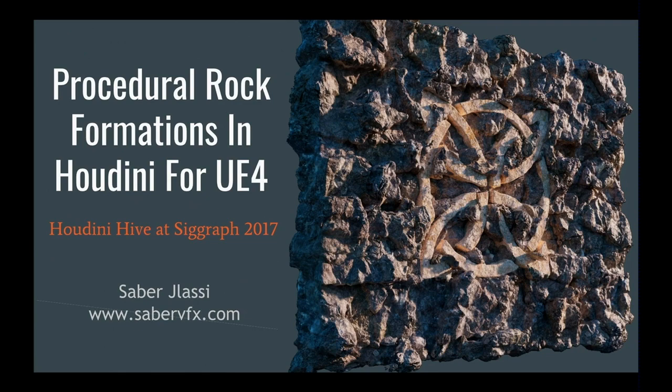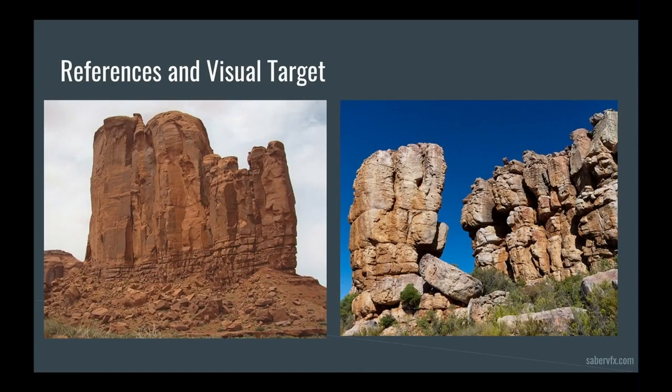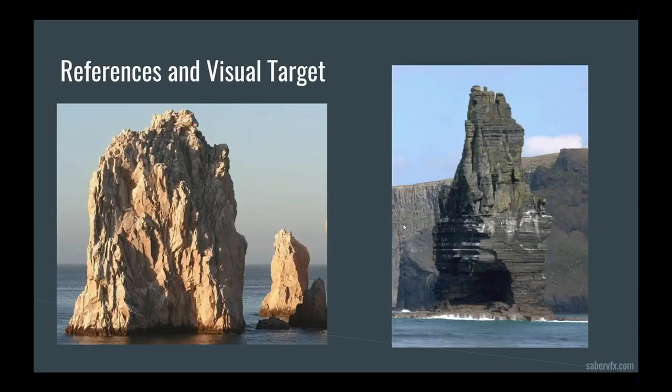So I'm going to start by showing some references of the things that I'm going to be looking at to try and recreate that procedurally. And I have a few images here. You can see there's this mountain here, there's this cliff. And then there's these two images, which are a generic type of cliffs and rock formations and things like that.